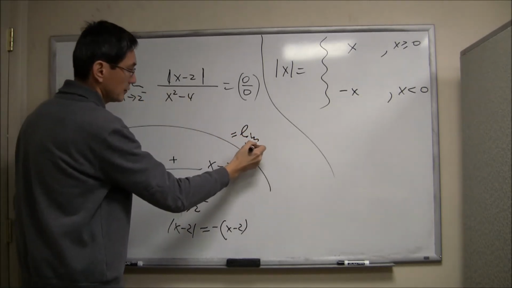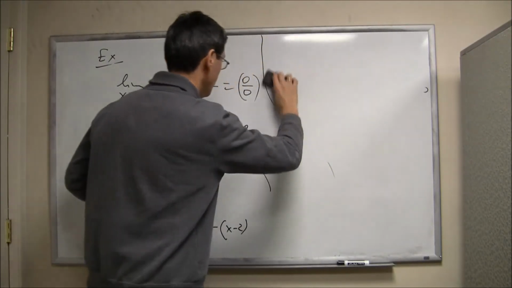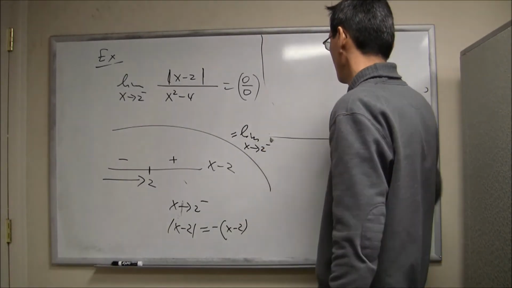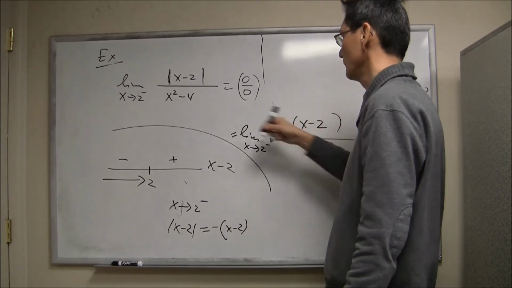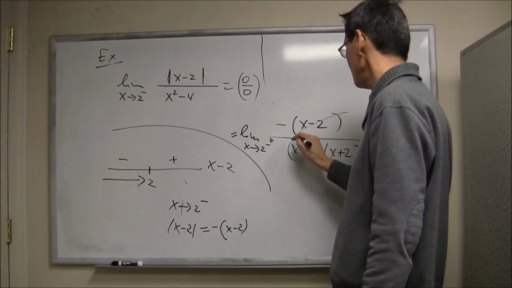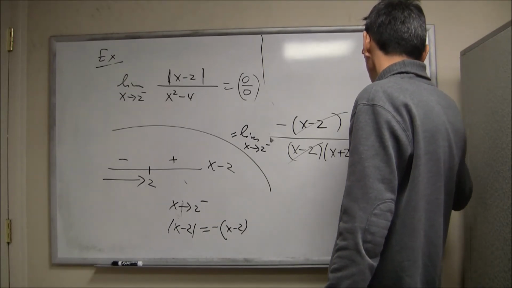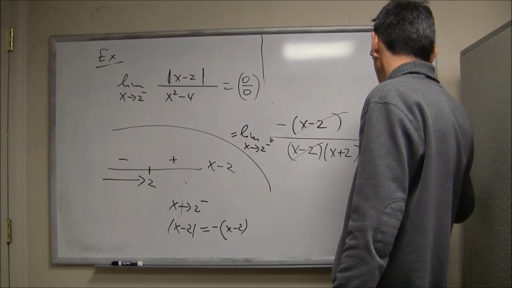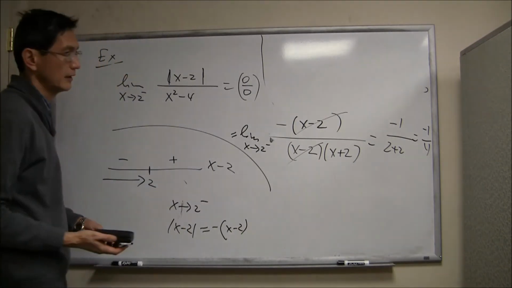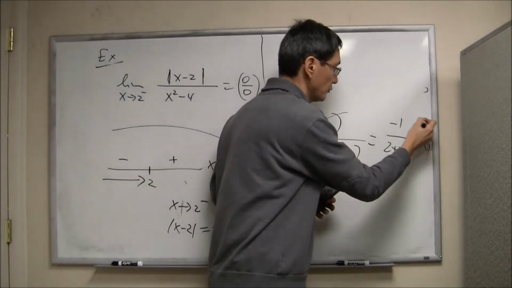So limit as x approaching 2 from left. So we'll not need that stuff anymore. I'll increase it. Negative x minus 2. X squared minus 4 we factor as x minus 2 and x plus 2. And x minus 2 and x minus 2 will be reduced. So we have negative 1 on top, plugging in 2 for x, 2 plus 2, so negative 1 over 4. Okay, so the answer for this problem is negative 1/4.